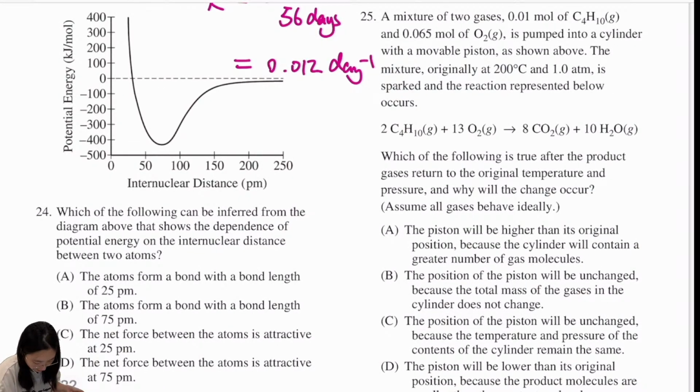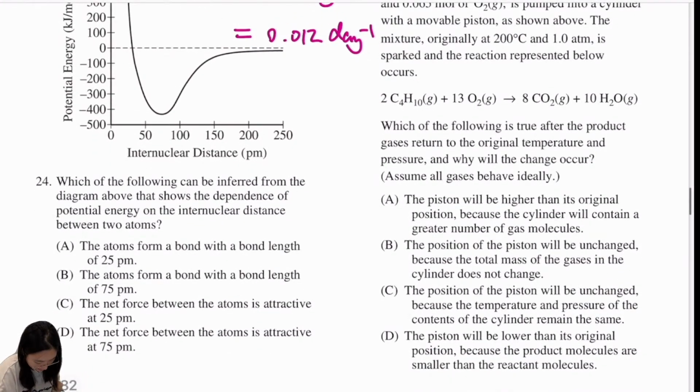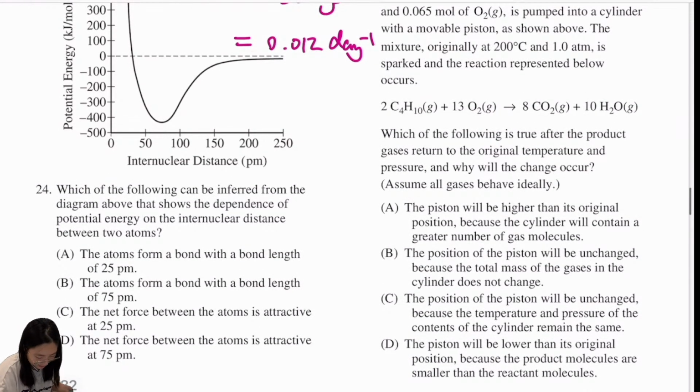Okay, so which of the following can be inferred, and so on. A, the atom forms a bond with a bond length of 25 pm. Okay, so picometer. How I find the bond length is to spot this point, and then the corresponding internuclear distance is literally just the bond length. So it's in between 50 and 100, so it should be about 75. So either B or D, and then the net force between the atoms is attractive. No, so it's going to be B.